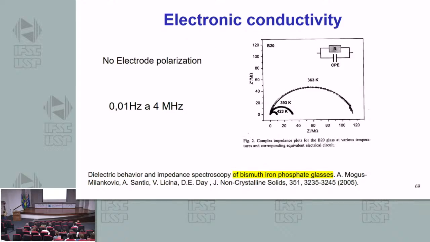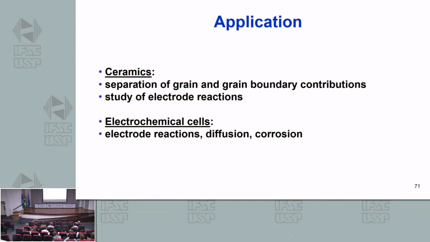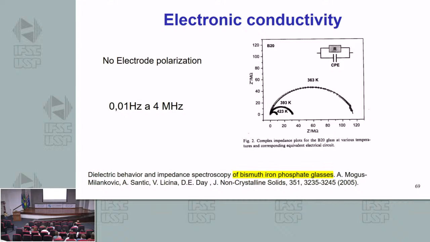Okay, and what happens with electronic conductivity then? With electronic conductivity, I do not have this electrode spike due to electrode polarization, due to ionic conduction. And why do I not have this spike? Because electrons can move to the wire. So I will not have electrons piled up in the interface. Okay? So electrons can move, and I have an electronic conductor. This is a strong indication that I have electronic conduction in my glass. This was a bismuth iron phosphate glass, which is purely electronic.